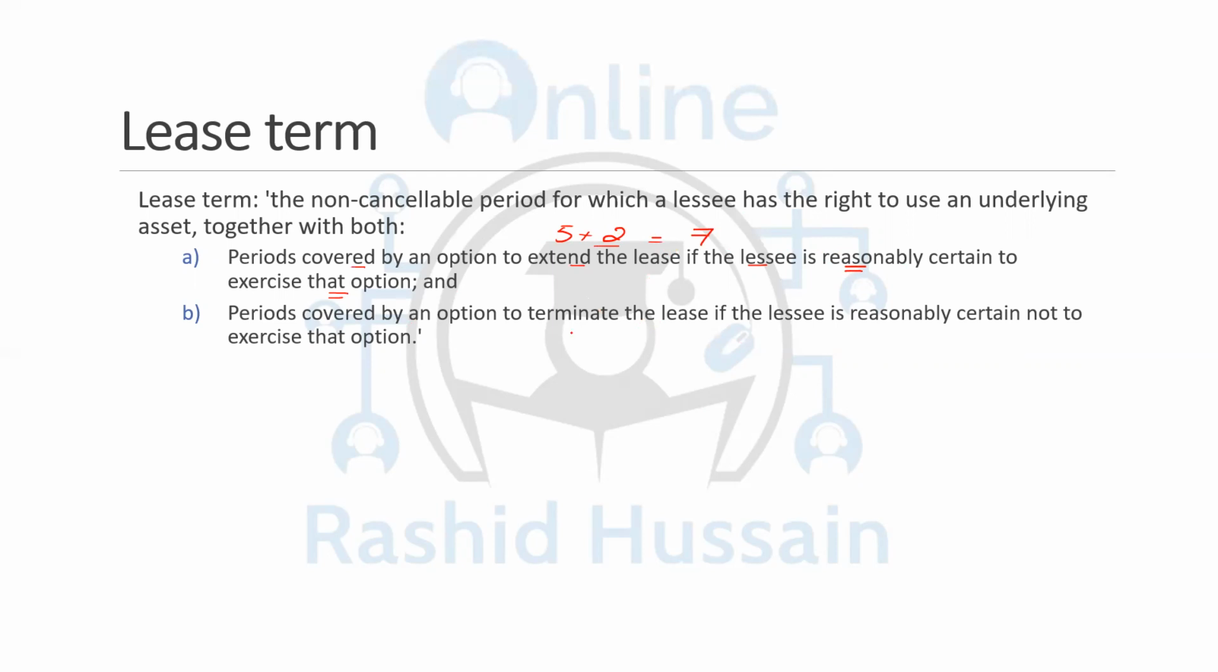And then you have another case. For example, let's assume the lease period is 5 years, but you have an option to terminate the lease after 4 years. And you believe that you will not be extending it for another year. In that case, the lease period should be 4 years. So that means it also includes periods covered by an option to terminate the lease if the lessee is reasonably certain not to exercise that option.